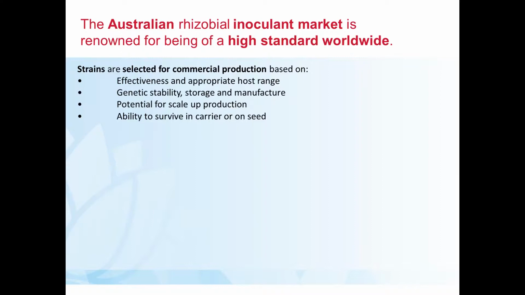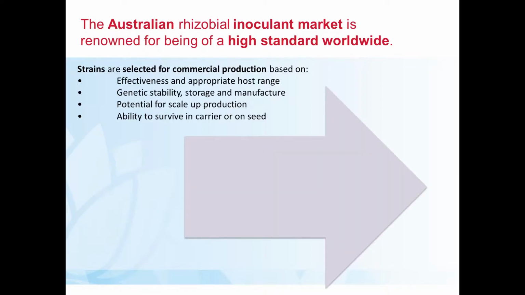The strain needs to be able to be stored and easily scaled up for production. Some strains can be amazing at fixing nitrogen, but will not grow up to the sufficient numbers we need to be able to manufacture them. Another thing we check for is their ability to survive in a carrier like peat or on seed.